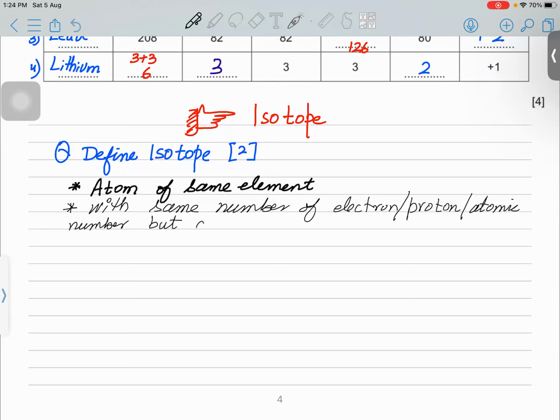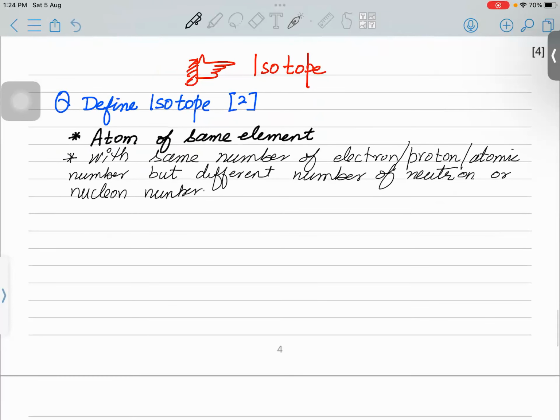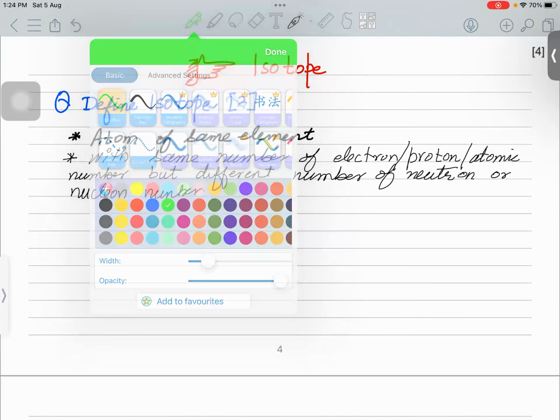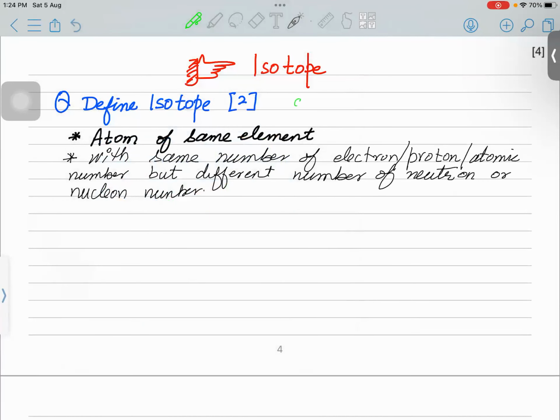But different number of neutrons or nucleon number. This question came in October-November 2018.